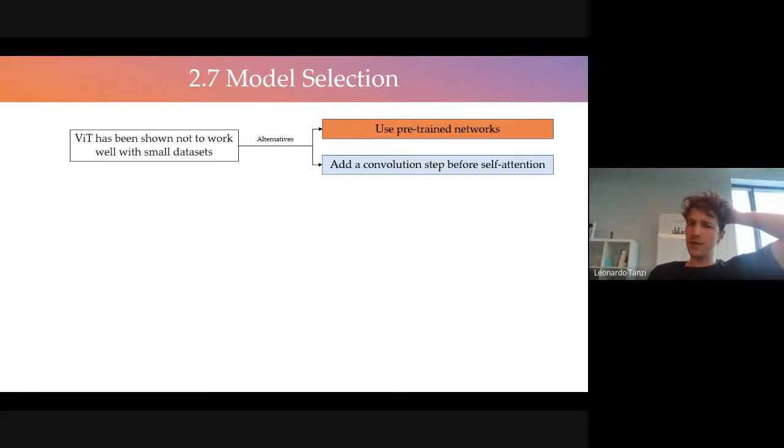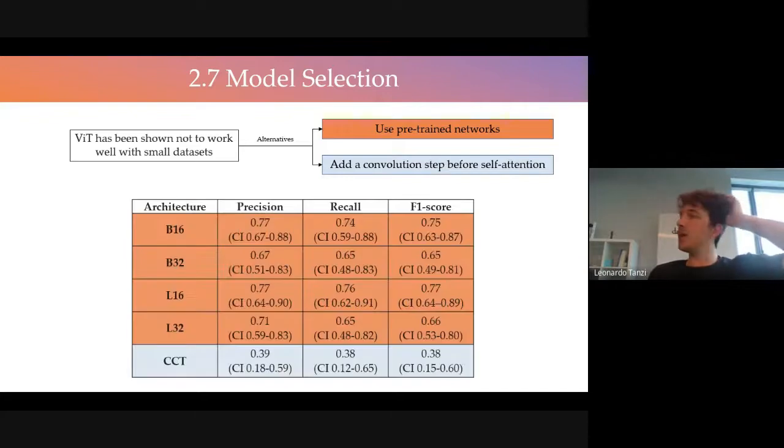And this is a method that was introduced by a paper that presented a compact convolutional transformer. The patch extraction phase was substituted by some CNN layers, and you just use the features as patches to give to the vision transformer encoder. It was demonstrated to work pretty well with small datasets, but it didn't apply in our case. You can see the results from the CCT are very low.